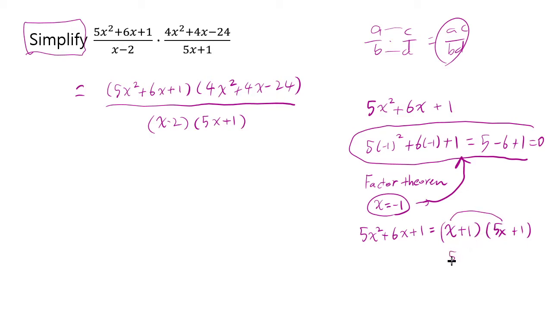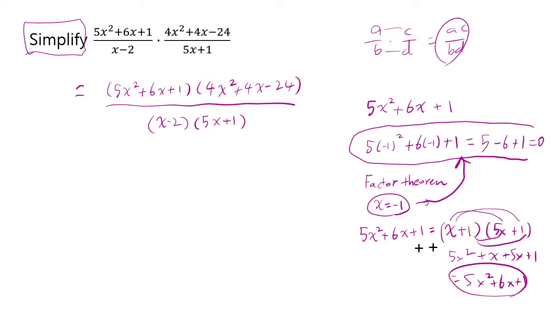x times 5x is 5x squared. x times 1 is x. 1 times 5x is 5x. 1 times 1 is 1. So it's 5x squared plus 6x plus 1. Okay, so indeed these are the same. So we've succeeded in factoring the first part. So that's x plus 1 times 5x plus 1.